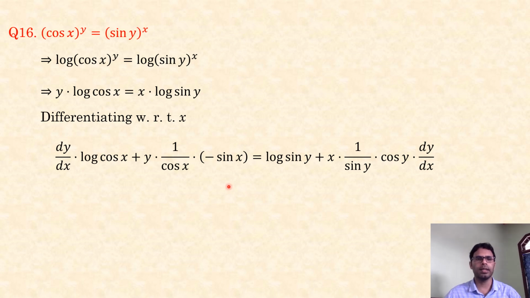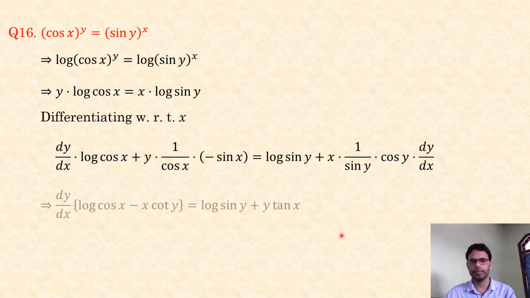So then you collect the terms involving dy/dx, this term and this term to be shifted to the left hand side, and the other terms are on the right hand side. So dy/dx is common, this log cos x remaining same, and this term coming to the left is negative, x is here, and it is cos y by sin y, which is simply cot y, is equal to, on the right hand side log sin y is already there, this term is actually negative because this minus will come out, so negative going to the right hand side, so it will be positive. So y is remaining same, then sin x by cos x is simply tan x.